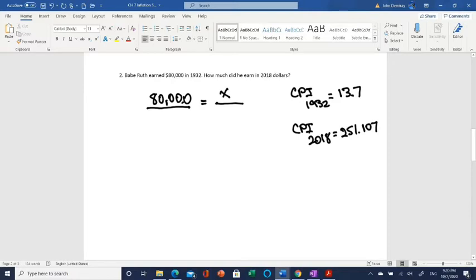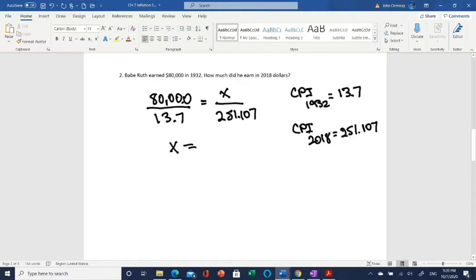And so again, if I use these CPI values for each year, I will make these two sides equal. The values will be equal. So for 1932, I have 13.7, and for 2018, I have 251.107. So if I solve this for x, I can find the value of $80,000 in 2018 dollars.